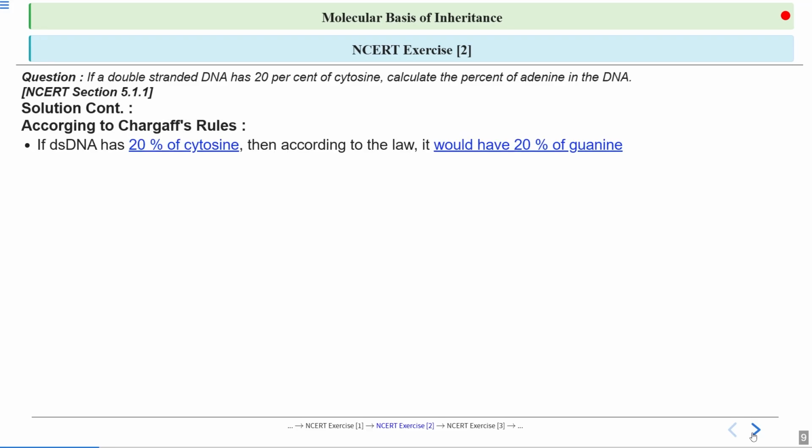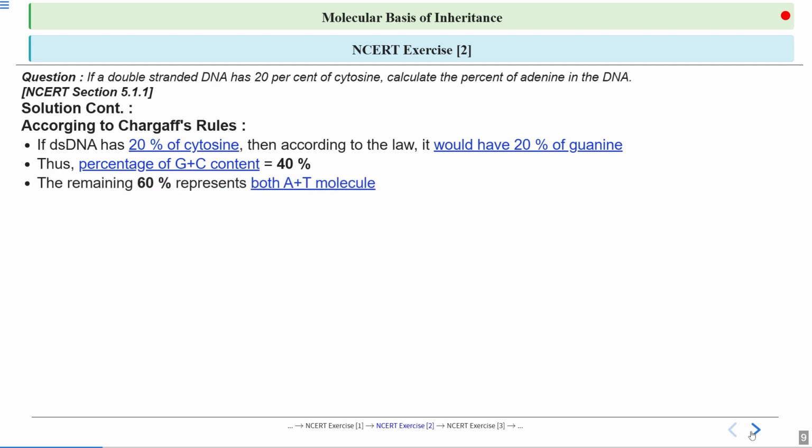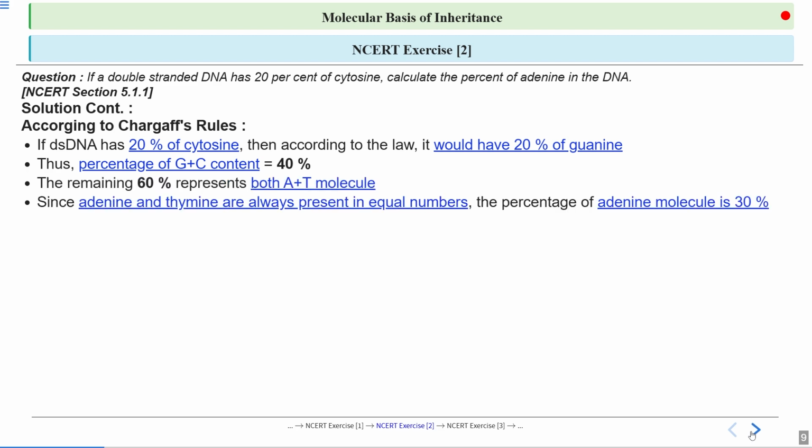Now let's solve the question. According to Chargaff's rule, if double-stranded DNA has 20% cytosine, it would have 20% guanine. So the percentage of cytosine and guanine together is 20 plus 20, that is 40%. The remaining will represent A plus T. Since adenine and thymine are always present in equal numbers, the percentage of adenine will be 60 divided by 2, that is 30%.